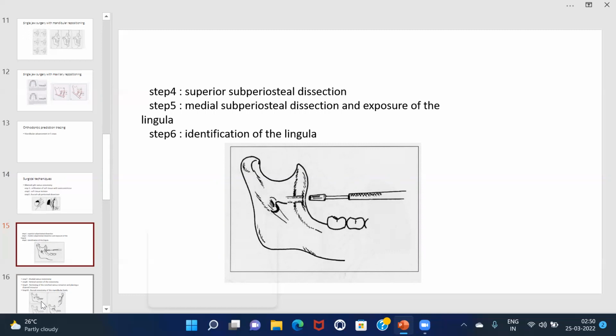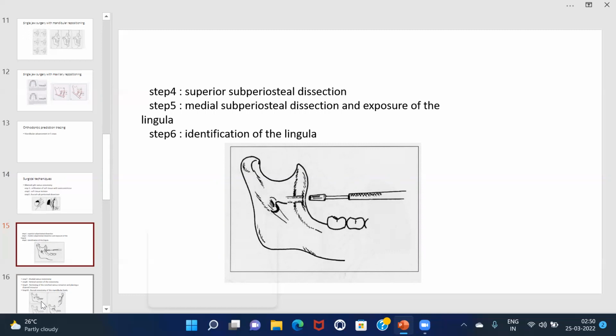Now step 5, medial subperiosteal dissection and exposure of the lingula. The dissection must remain subperiosteal by keeping the periosteal dissector against the bone at all times.